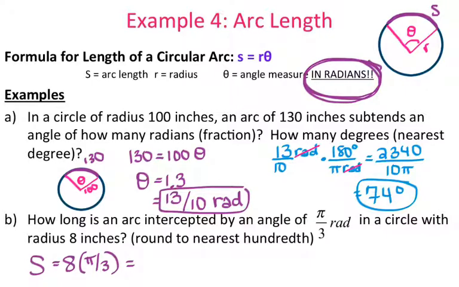So 8 times pi divided by 3. And this says round to the nearest hundredth. So that's 8.38. And my radius was in inches, so that means my arc length is also in inches. Alright, so that is arc length.